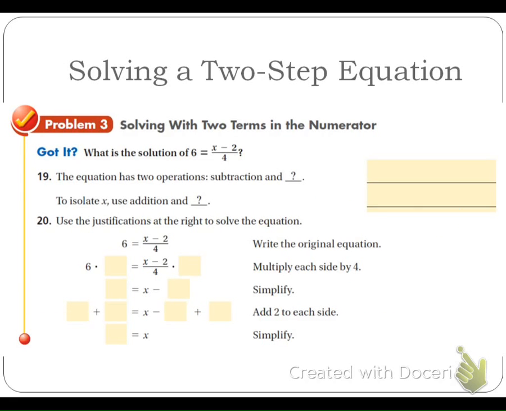So look at problem number 3. It says, what is the solution of 6 is equal to x minus 2 over 4? Do you recognize that complex fraction? The equation has two operations, subtraction, right here, and division. See, it's all being divided by 4.